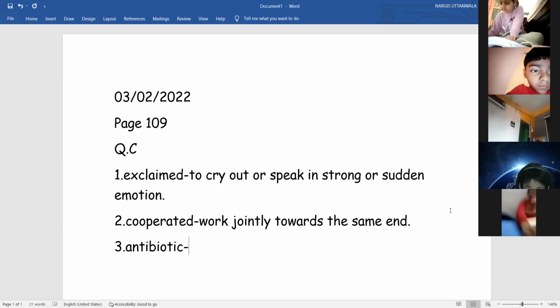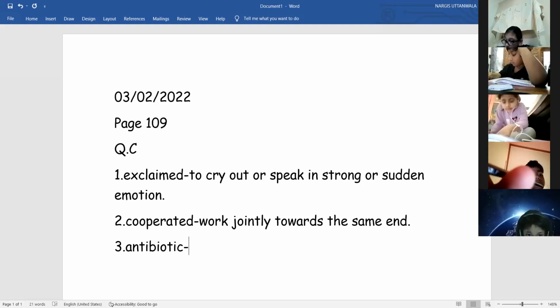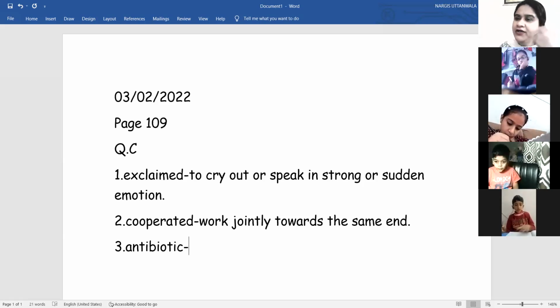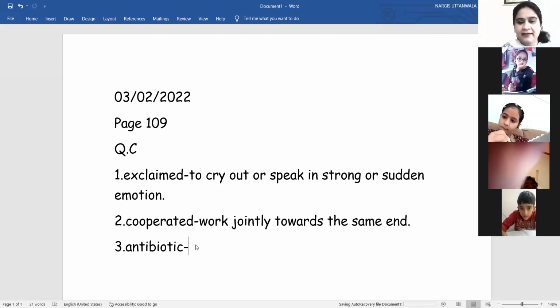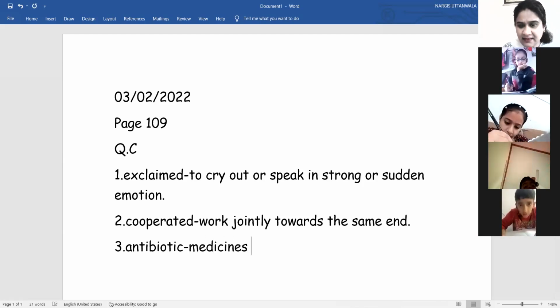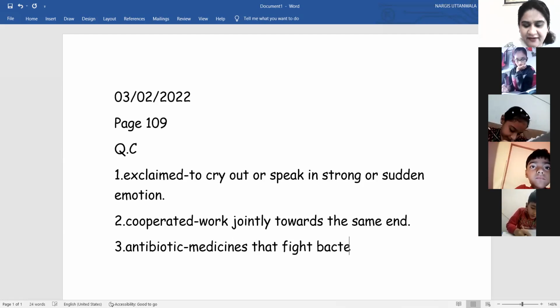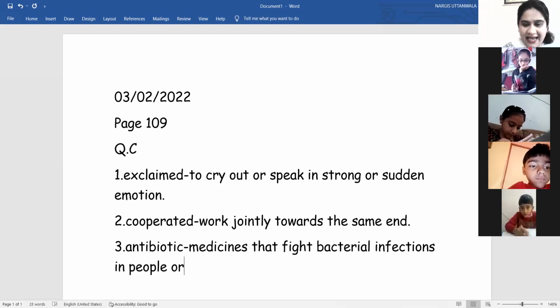Okay, all are writing. Zoheb, Hamza, Musa, Hira, Madiha. I want everybody to write, okay? Antibiotics are medicines that fight bacterial infections in people or animals.